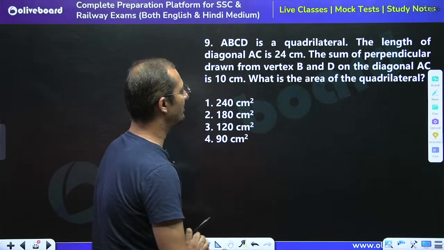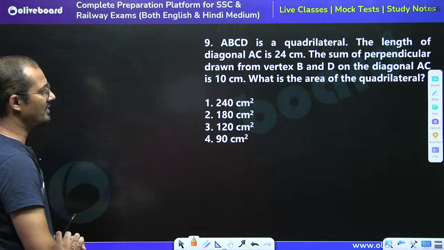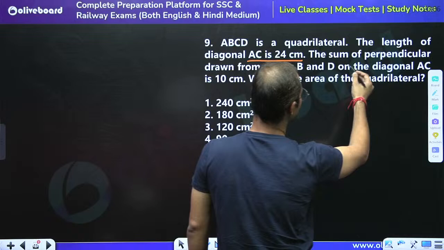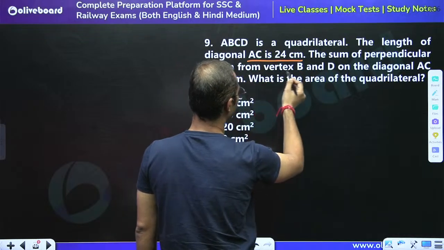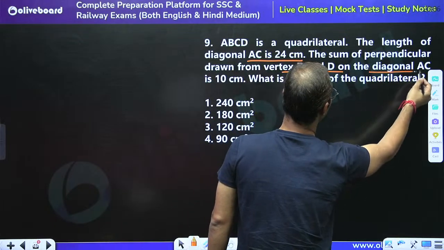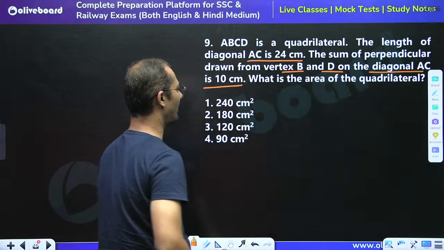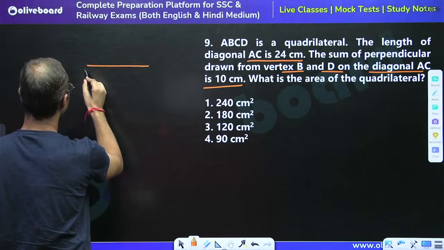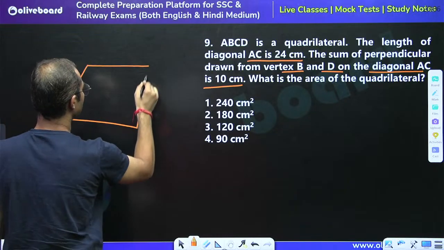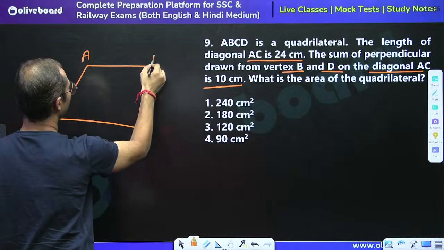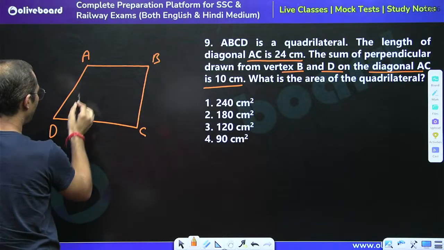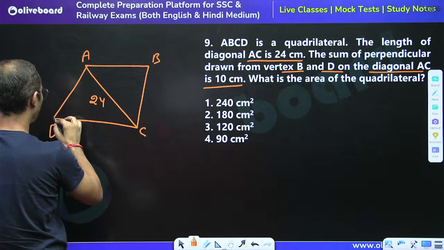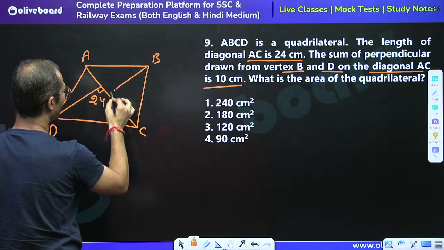ABCD is a quadrilateral. The length of diagonal AC is 24 centimeter, right? The sum of perpendiculars drawn from vertex B and D on the diagonal AC is 10 centimeter, right? So whenever we are given a quadrilateral, we can draw a quadrilateral like this. So this is a quadrilateral A, B, C, D. If we are given a diagonal, so diagonal AC length is 24, and we are also given the perpendiculars drawn on this diagonal.